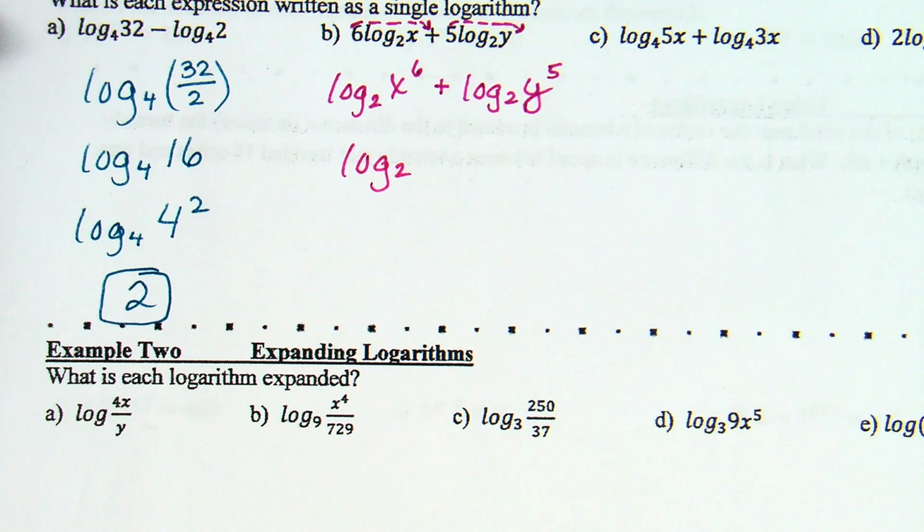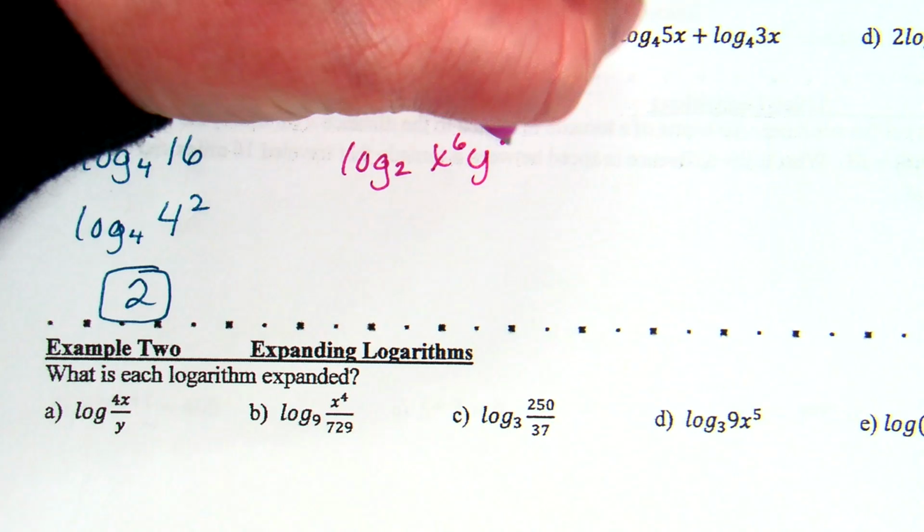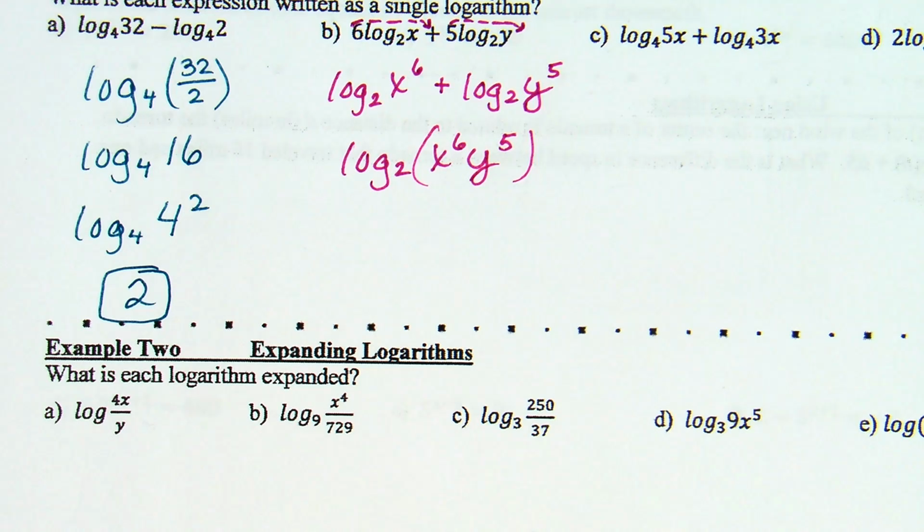Okay, good answer. X to the 6th, y to the 5th. I am going to put parentheses around that x to the 6th, y to the 5th. The more you get inside a logarithm, you're going to want parentheses, indicating, yes, this is all inside the logarithm. Anything else to do with this problem? With the parentheses, it kind of feels like it's not part of the logarithm.